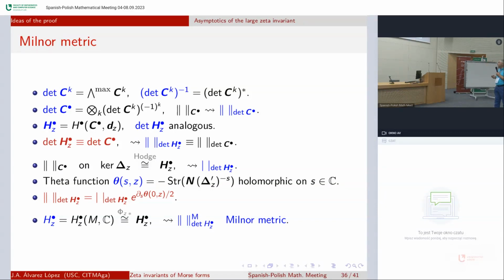Now, for the cohomology of this twisted Morse complex, we also define the determinant in the same way. And it turns out that there is a canonical identity between the determinant of the twisted cohomology and the determinant of the Morse complex.